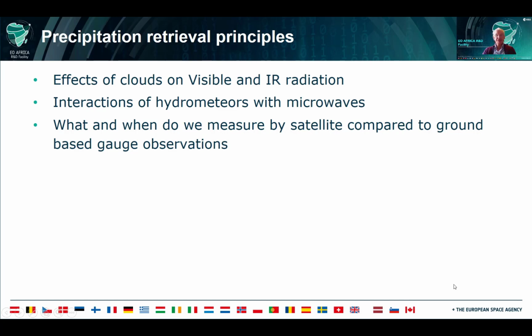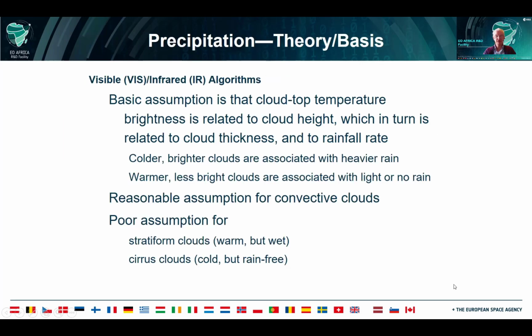Shortly talk about precipitation retrieval principles. So what is the effect of clouds on the different parts of the electromagnetic spectrum? How do the hydrometeors within the clouds interact with microwaves, and what do we observe by satellite if we compare it to ground-based observations?